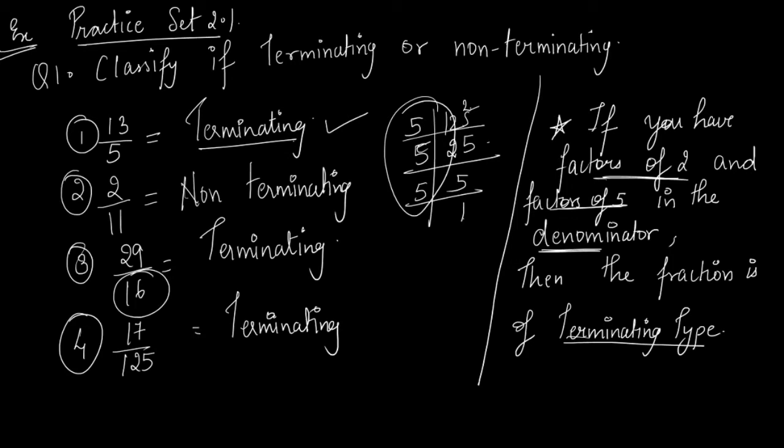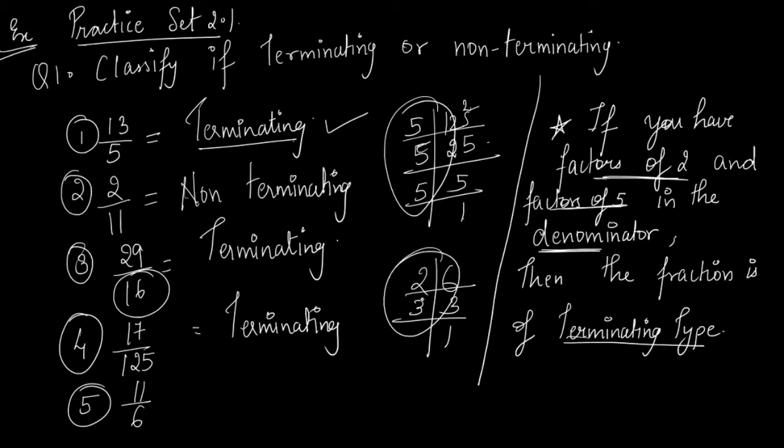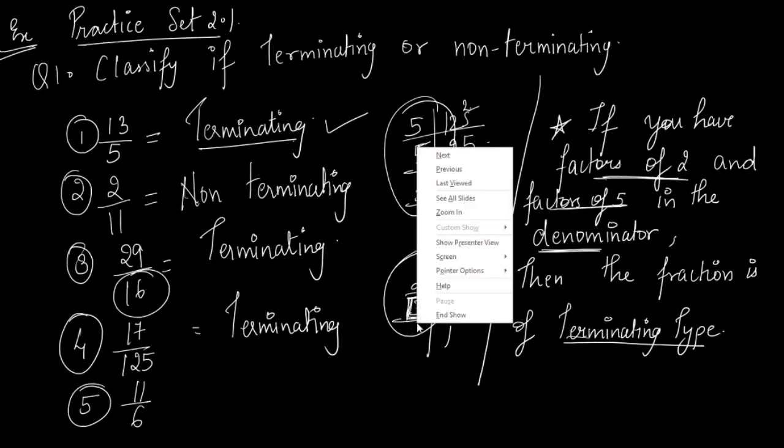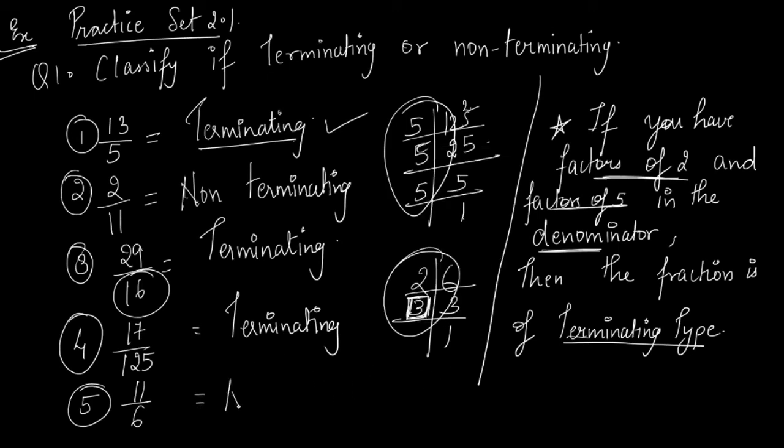Now, if you look at the last sum, the fifth sum says it is 11 by 6. Let's find the factors of 6. 2 3s are, and 3 1s are. You have one more number, that is 3, which comes over here. Because these are not only factors of 2 or only factors of 5, we are going to classify this as non-terminating.